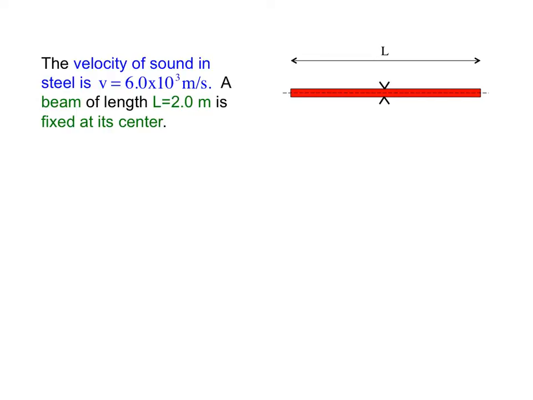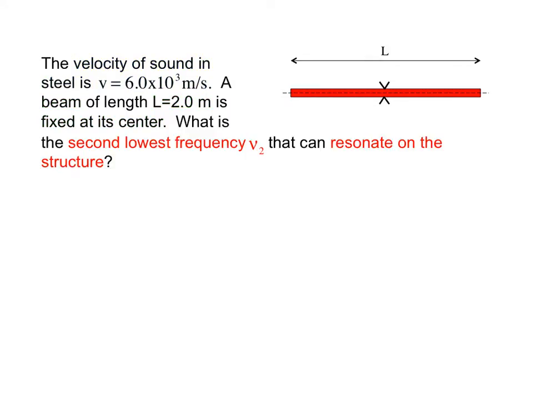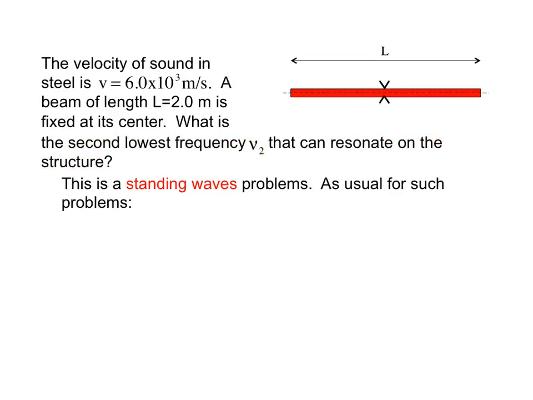So with that background, it's time to take a shot at a problem. What we have here is a steel bar that is constrained at the center. It's like it's pinched at the center. It's held at the center. The speed of sound in a bar is about 6,000 meters per second. I'm going to assume that the bar is 2 meters long. And the question is, what's the second lowest frequency that can resonate on this structure? This is basically a standing wave problem.